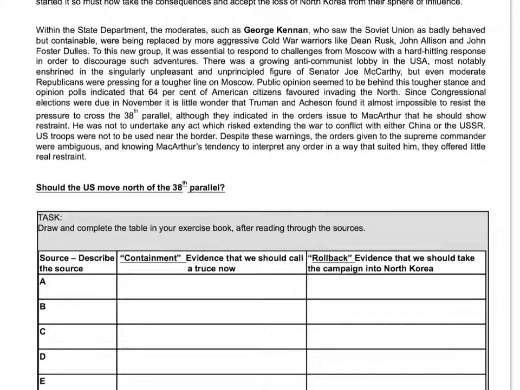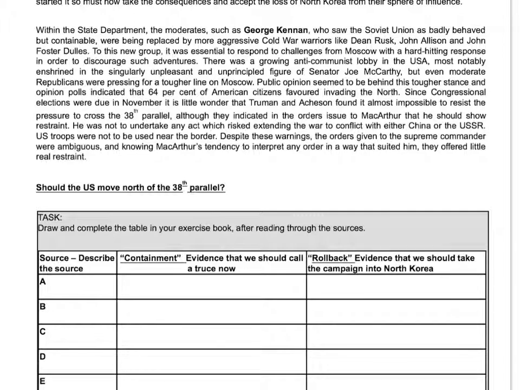Within the State Department, the moderates, such as George Kennan, who saw the Soviet Union as badly behaved but containable, were being replaced by more aggressive Cold War warriors like Dean Rusk, John Allison, and John Foster Dulles. To this new group, it was essential to respond to challenges from Moscow with a hard-hitting response in order to discourage such adventures. There was a growing anti-communist lobby in the United States, most notably enshrined in the singularly unpleasant and unprincipled figure of Joe McCarthy. But even moderate Republicans were pressing for a tougher line on Moscow.